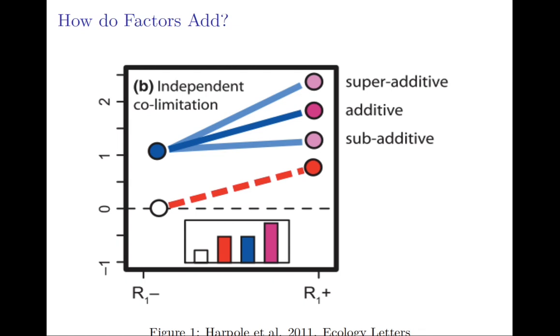So again, parallel lines mean no interaction, and then your diverging or converging results mean an interaction, but what do those interactions mean? Are they additive or super-additive? And so you can look at this paper, Harpole et al. 2011, and see all sorts of different types of these, but this is the simplest and most straightforward type of interaction.